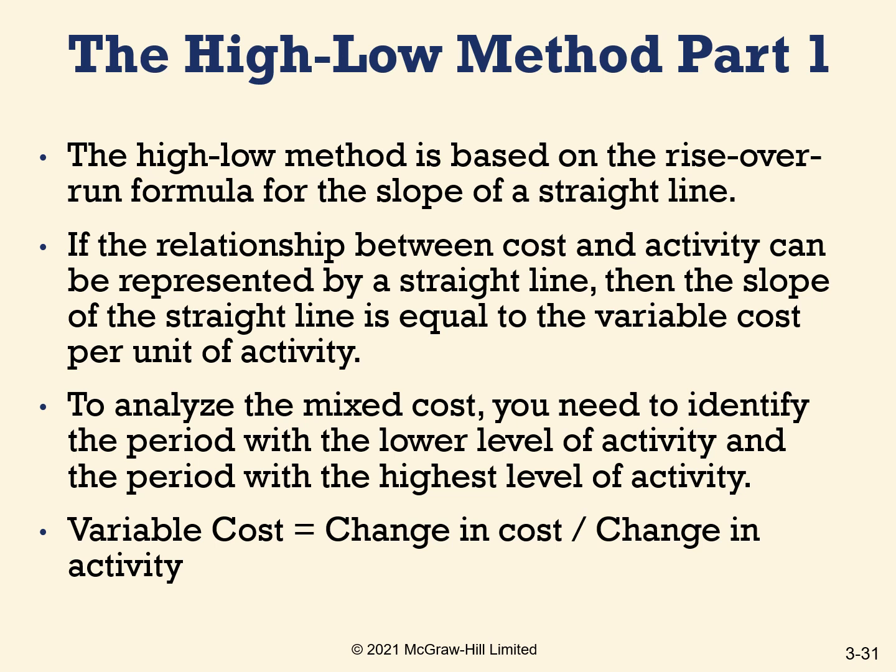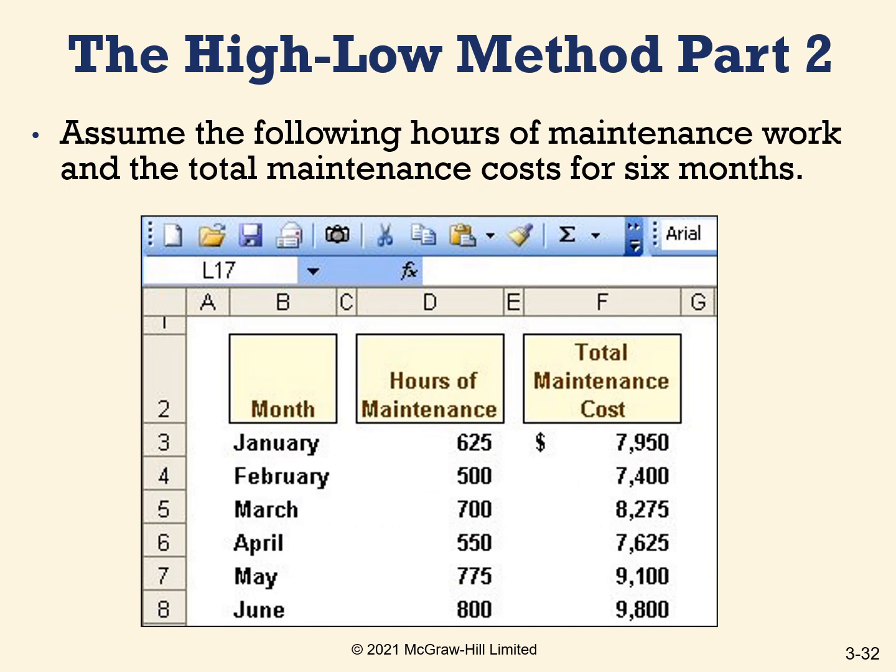So to analyze the mixed cost, you need to identify the period with the lowest level of activity and the period with the highest level of activity. So our variable cost is going to equal our change in cost over our change in activity. So let's look at an example of this high-low method.